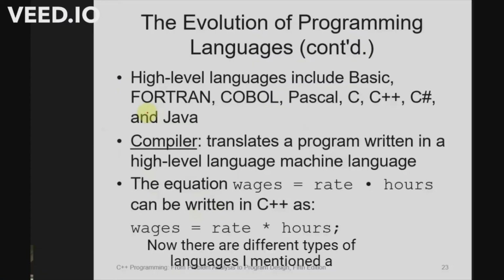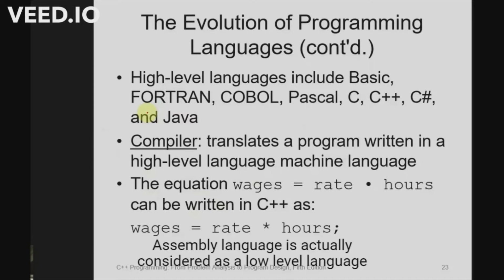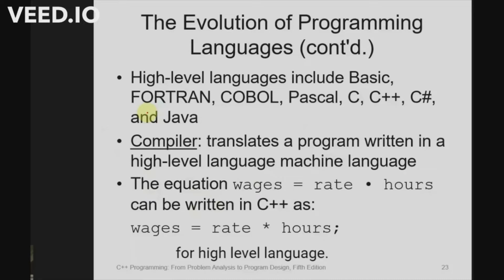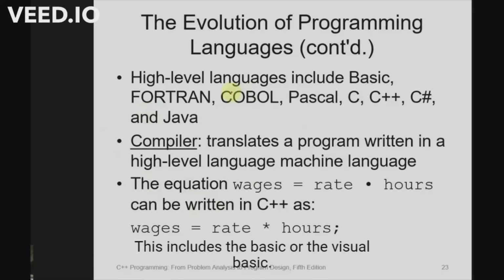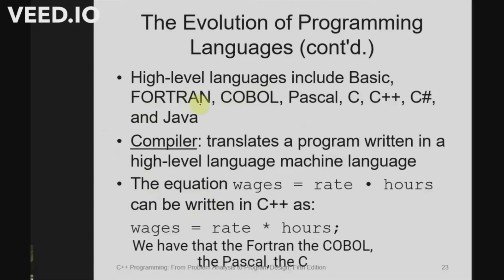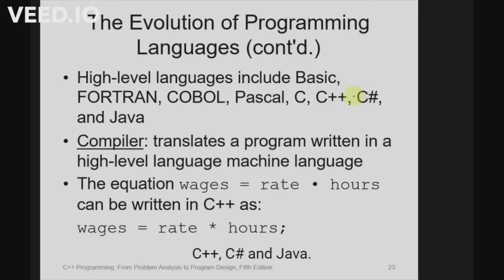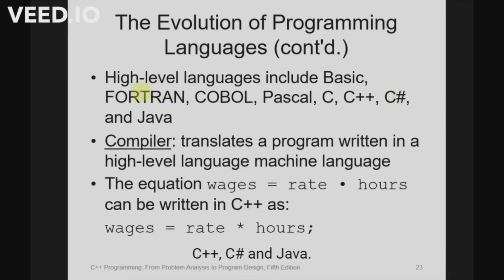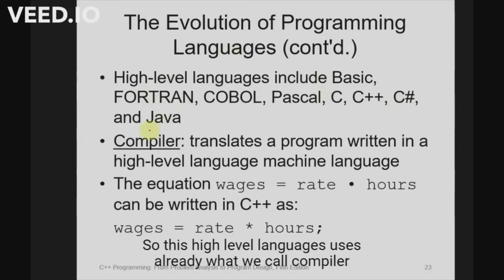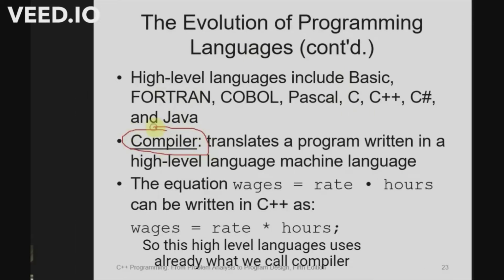Now, there are different types of languages. As mentioned a while ago, assembly language is considered a low-level language. High-level languages include BASIC or Visual Basic, Fortran, COBOL, Pascal, C, C++, of course C Sharp, and Java. So these high-level languages already use what we call a compiler.